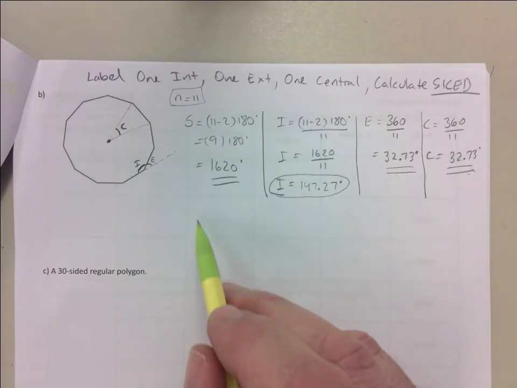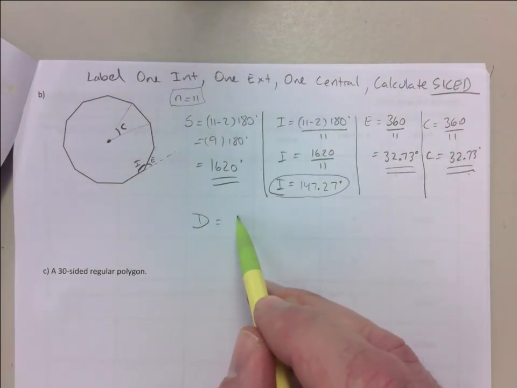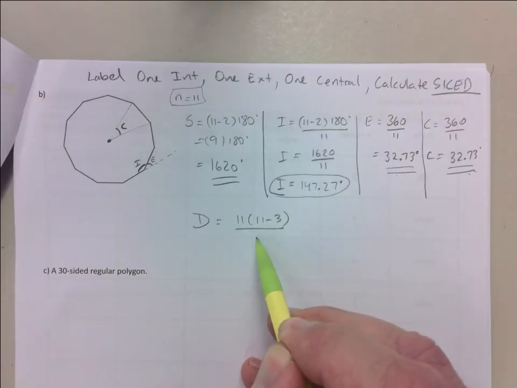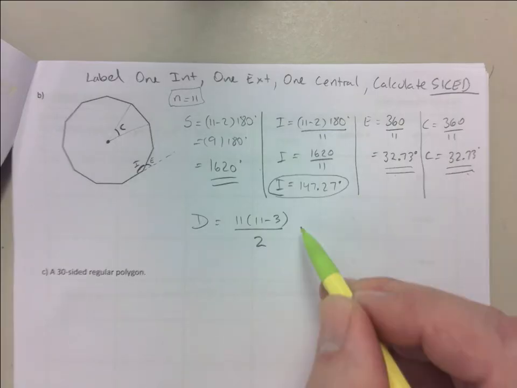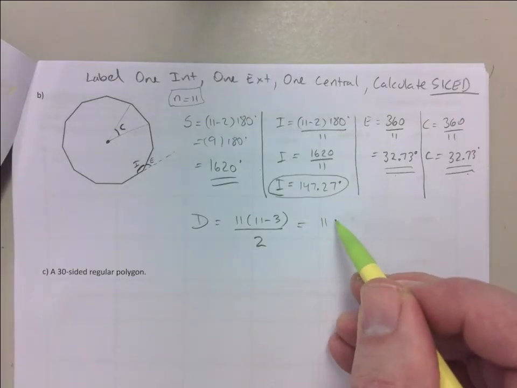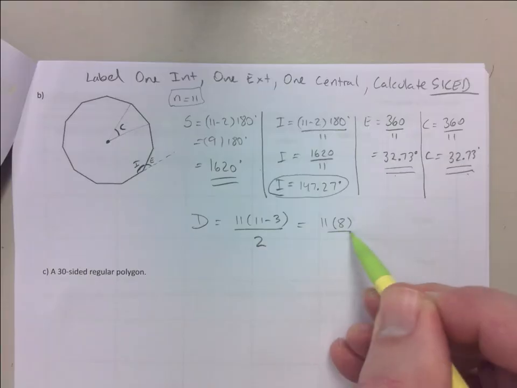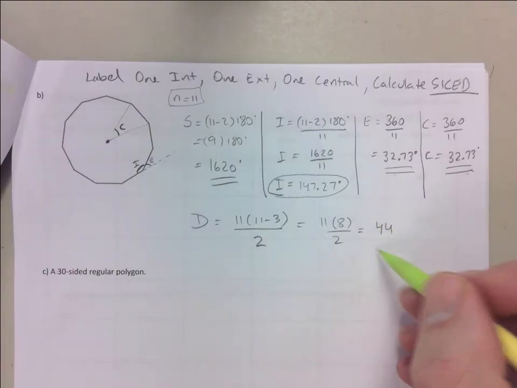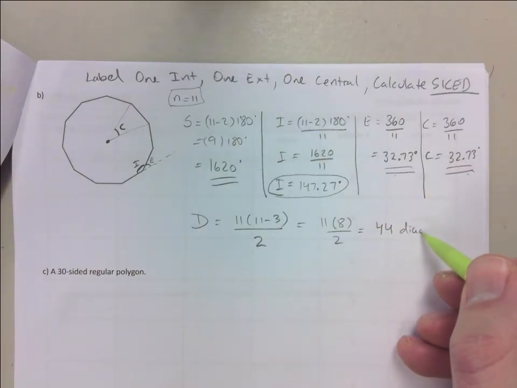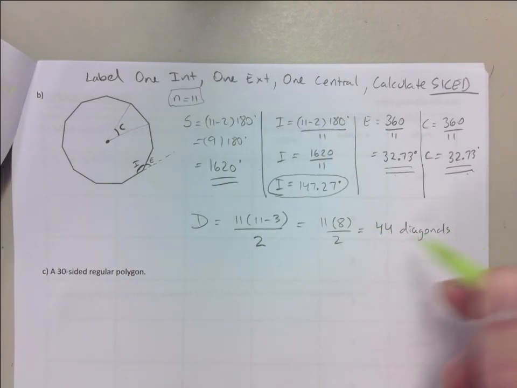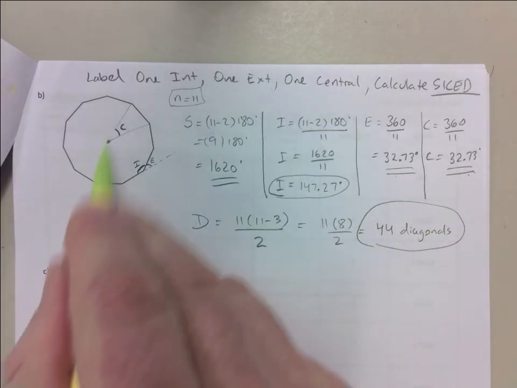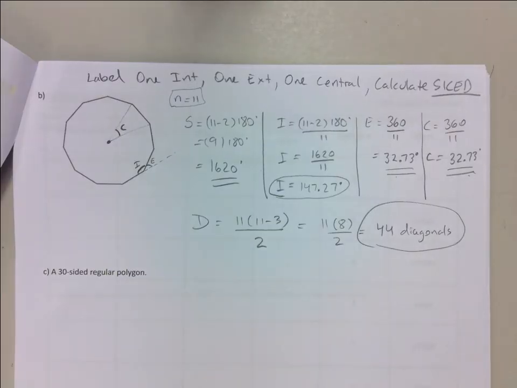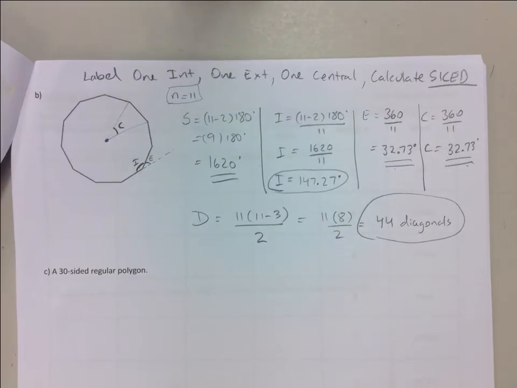Okay. D, number of diagonals, that would be 11 times 11 minus 3 divided by, not n, but 2. That's 11 times 8 divided by 2, and that's 44. You can just leave it like that, or you can add diagonals. So there's 44 diagonals that you can draw all across this shape.